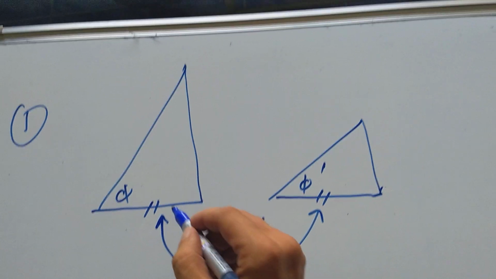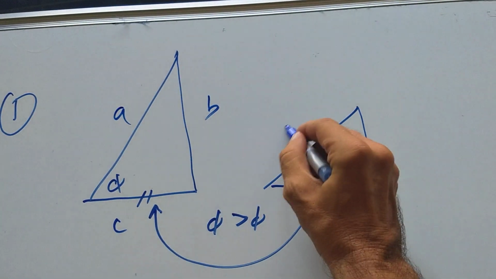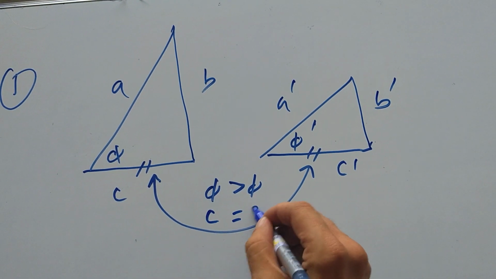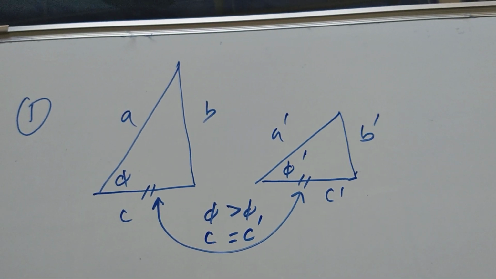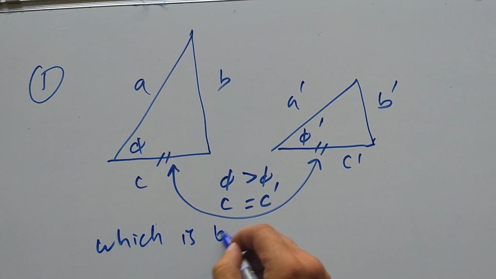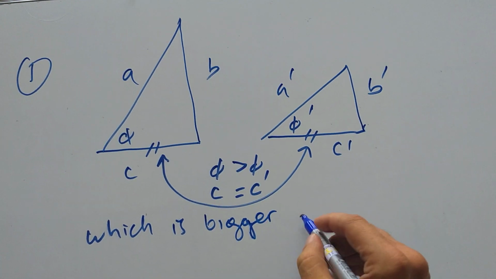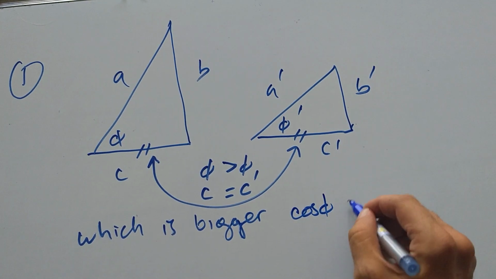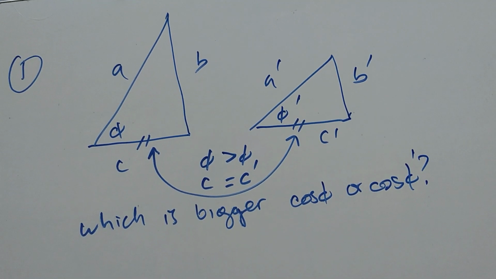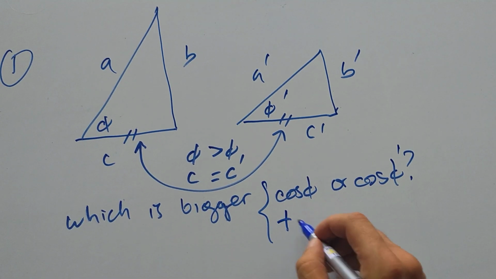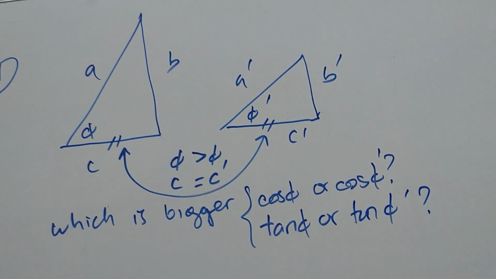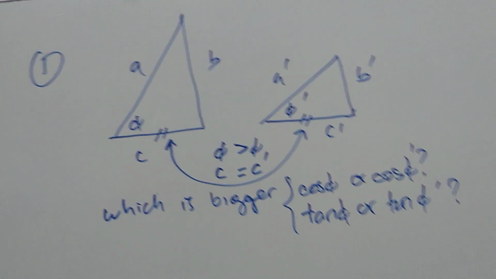Let's label the sides: A, B, C, A prime, B prime, C prime. We also know that C equals C prime. Okay, great. The question is this: which is bigger, cos phi or cos phi prime? And also, which is bigger, tan phi or tan phi prime? All right, let's figure this out.